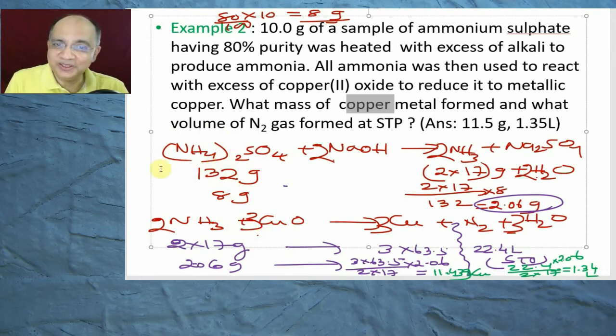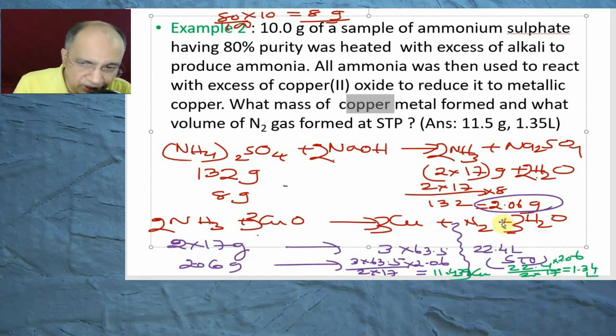If 1 mole, that is molar mass, is 132 gram, you find out nitrogen 2, so 14 2s are 28, then 4 2s are 8, plus sulfur is 32, plus 16 4s are 48. So it's totaling 132 grams of ammonium sulfate is producing 2 into 17 gram of ammonia. So 8 gram of ammonium sulfate will produce how much of ammonia? 2 into 17 by 132 into 8 is coming 2.06 gram.